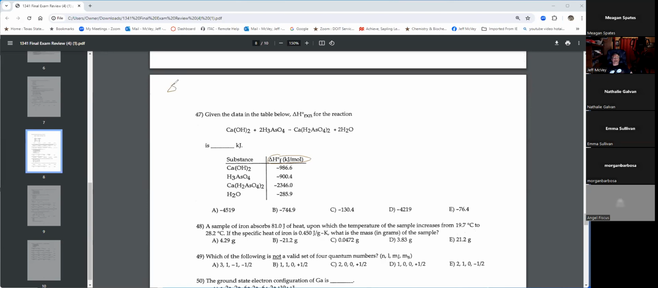Okay, so delta H of the reaction under standard conditions equals the sum of the delta H of products. So here are our products. Wow, that is an ugly compound. But okay. Calcium, that's kind of an arsenic acid. But at any rate, I only got one of them. So look at them. It's minus 2346.